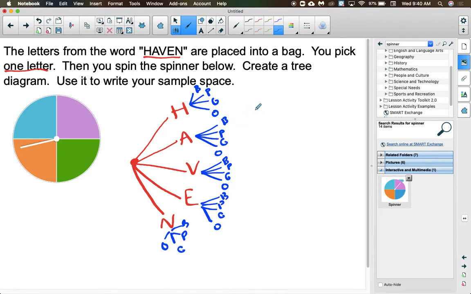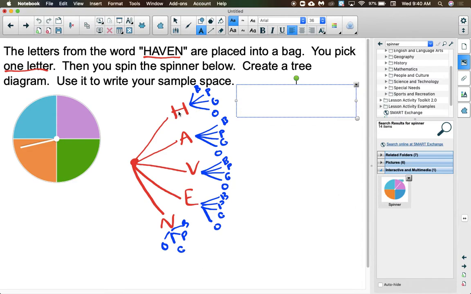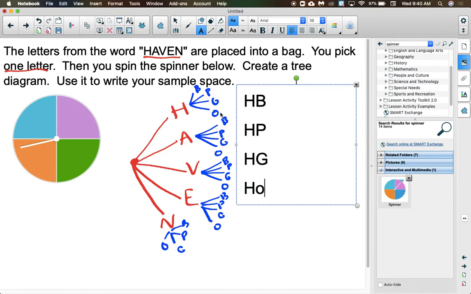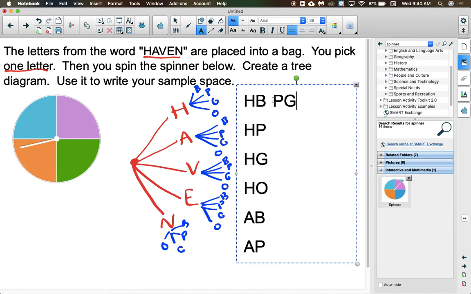So when I need to create my sample space, I'm going to type this. I'm a little bit of a faster typer than I am writing here. So I just go HB, and then I keep going through my tree diagram: HB, then HP, then HG, HO. Now I go to the A's: AB, AP, AG, AO.